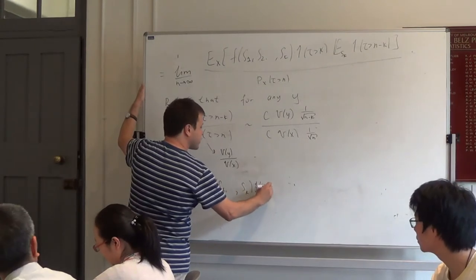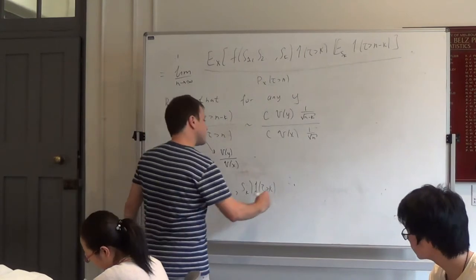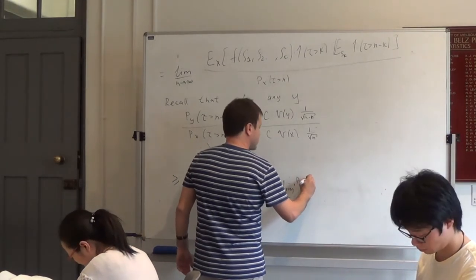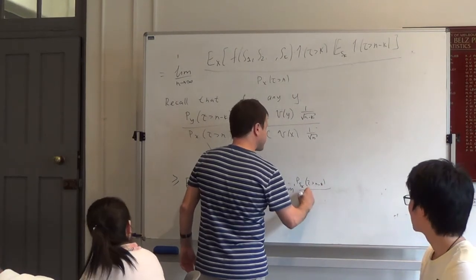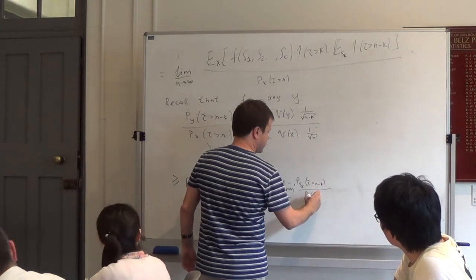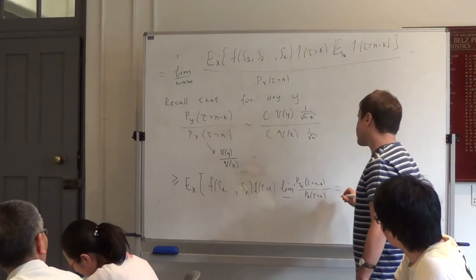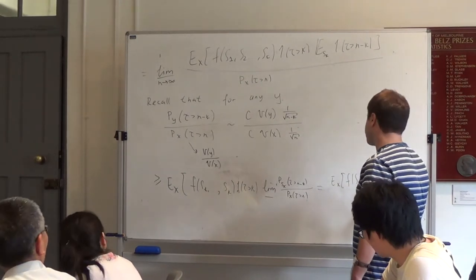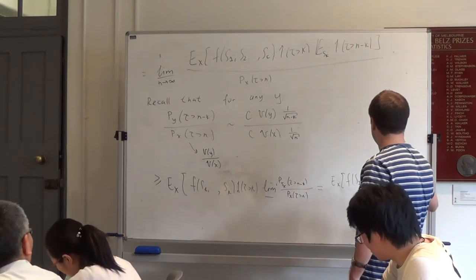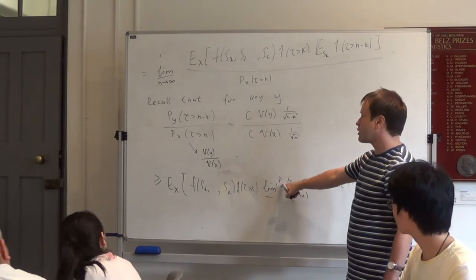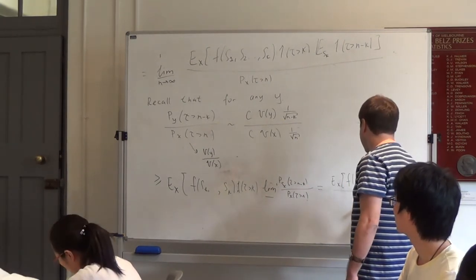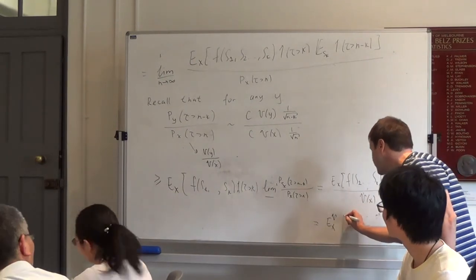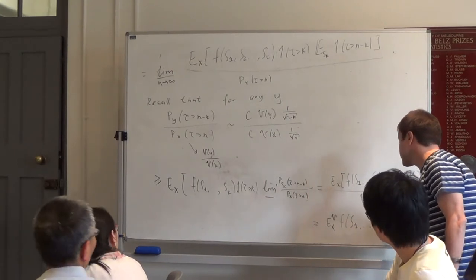Sk, indicator term, greater than k, probability S k, tau greater than n minus k over P x, tau greater than n, and this is nothing else but the expectation of x of f of s 1 s k, indicator tau greater than k, times v of sk. So now my y will be replaced by sk divided by v of x. And by definition, that's the expectation. You start at x and you change measure with v of f of S1 to Sk.